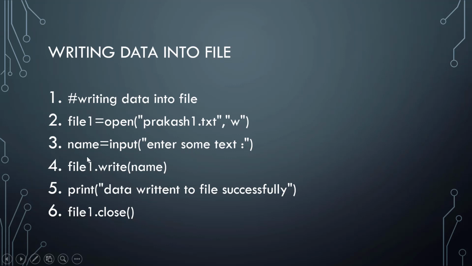So what should I say? name is equal to input of enter some text. We are asking the user for some text. Whatever the user is entering is stored in a variable called name. So I need to write it. Now what should I say? file1.write of name. So whatever data you have entered in the name variable will be written into the file called file1, that is nothing but prakash1.txt.